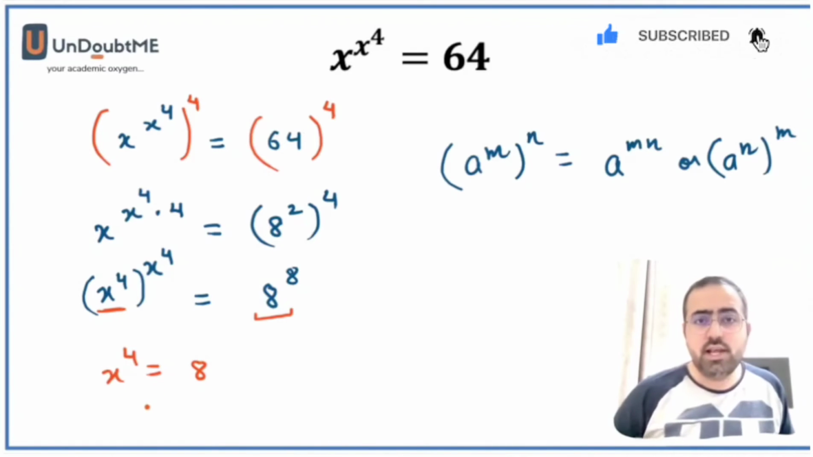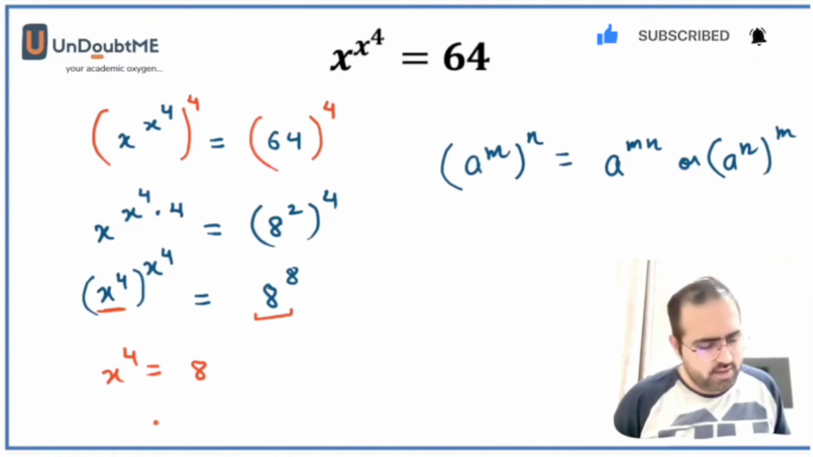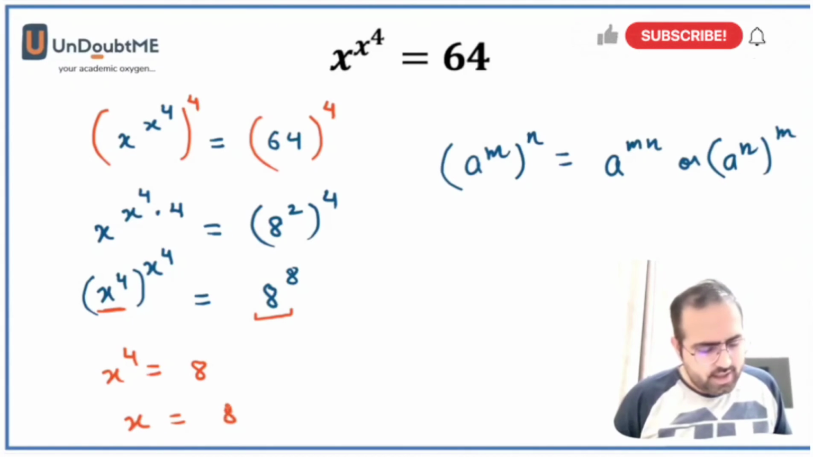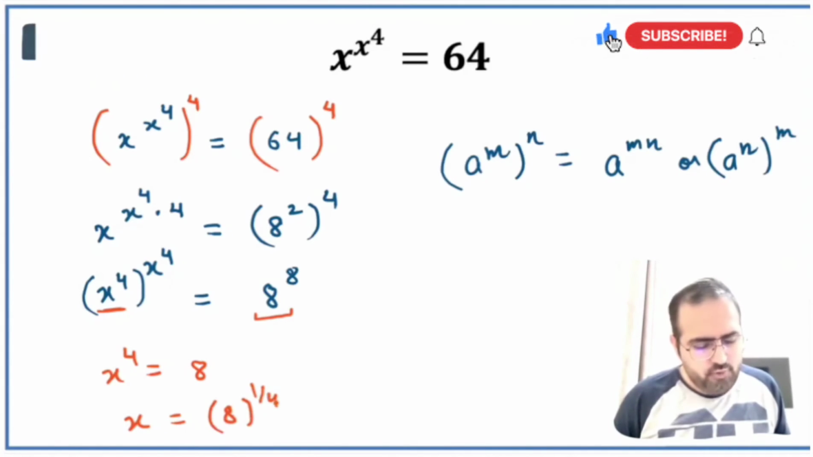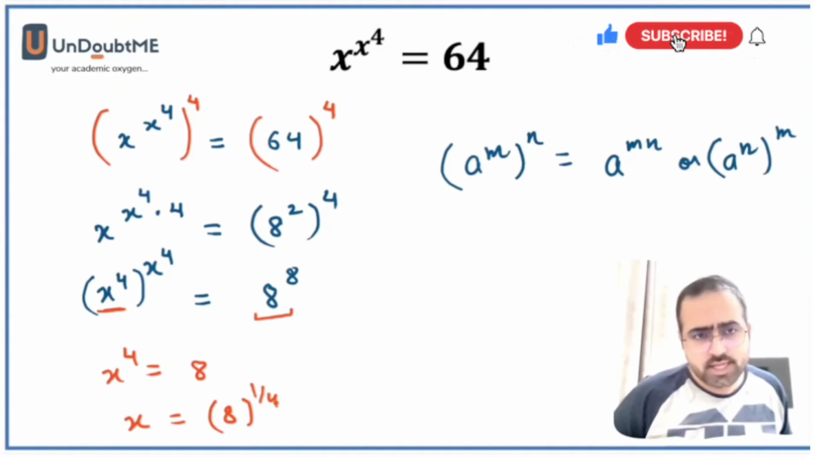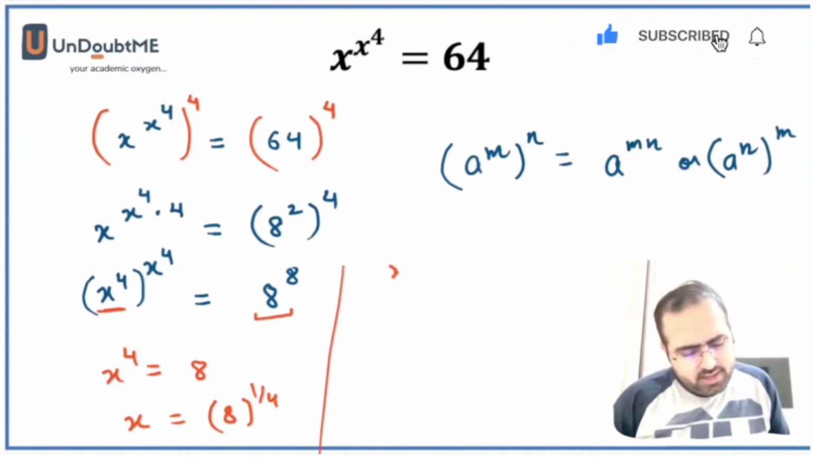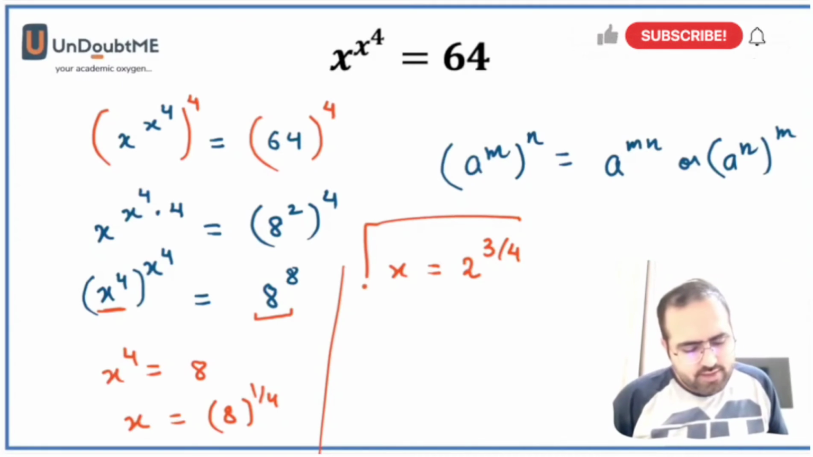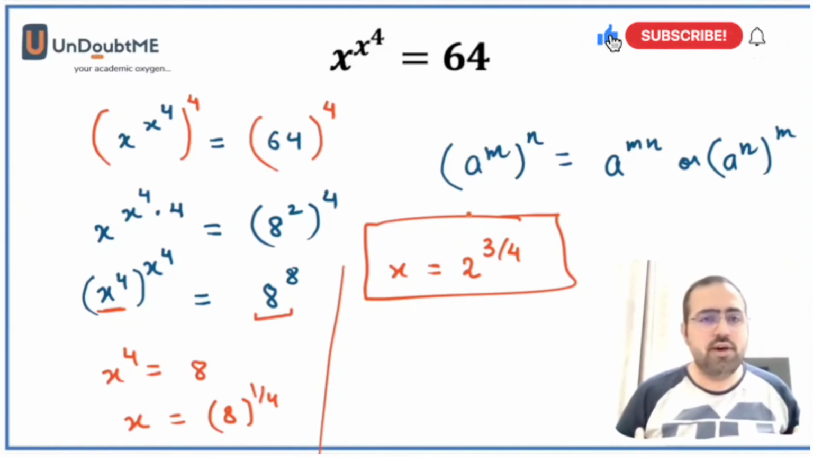So I will take the fourth root on both sides. The fourth root on both sides will make this 8 as 8 to the power 1 by 4. Then 8 can be written as 2 cube. So finally this will be written as x is equal to 2 to the power 3 times 1 by 4, that is 2 to the power 3 by 4. So this is the final answer, which is the value of x.